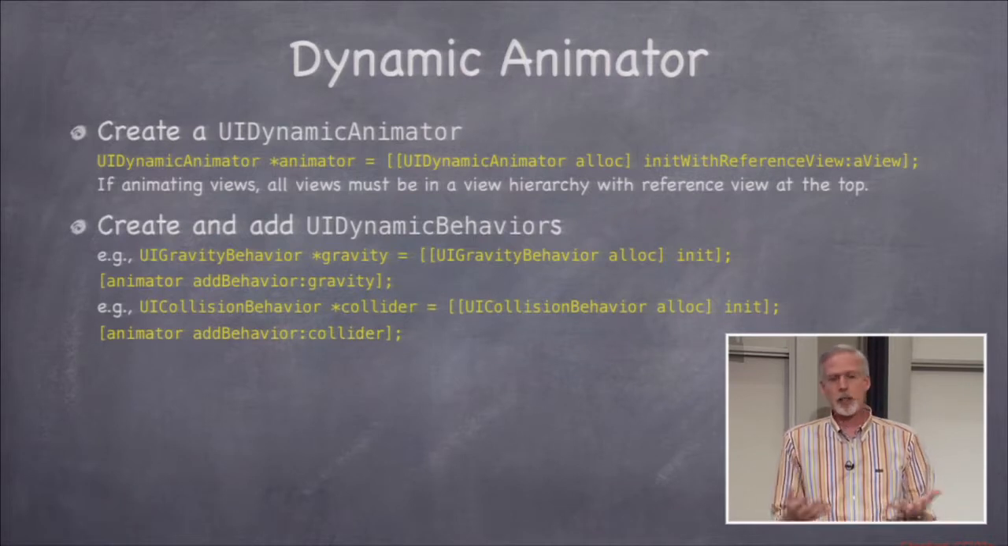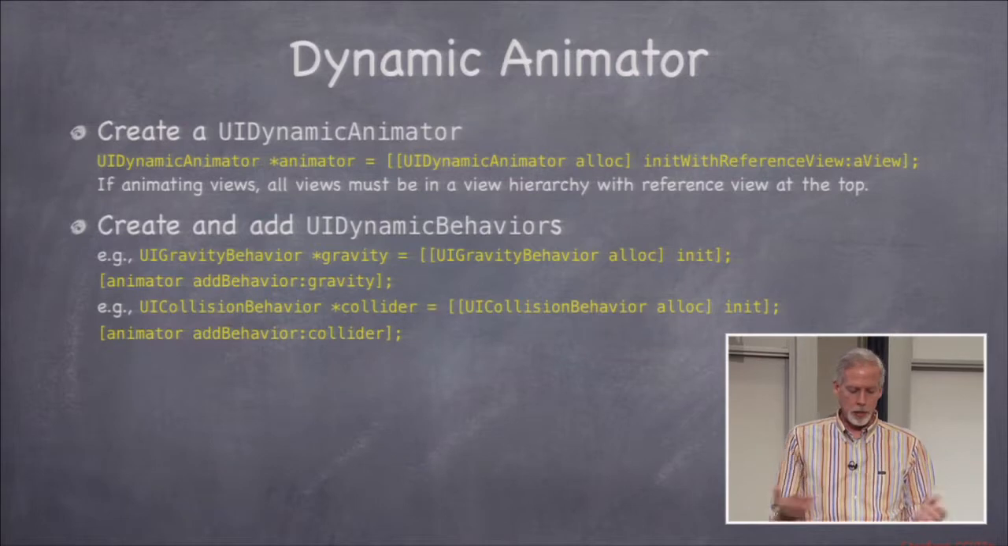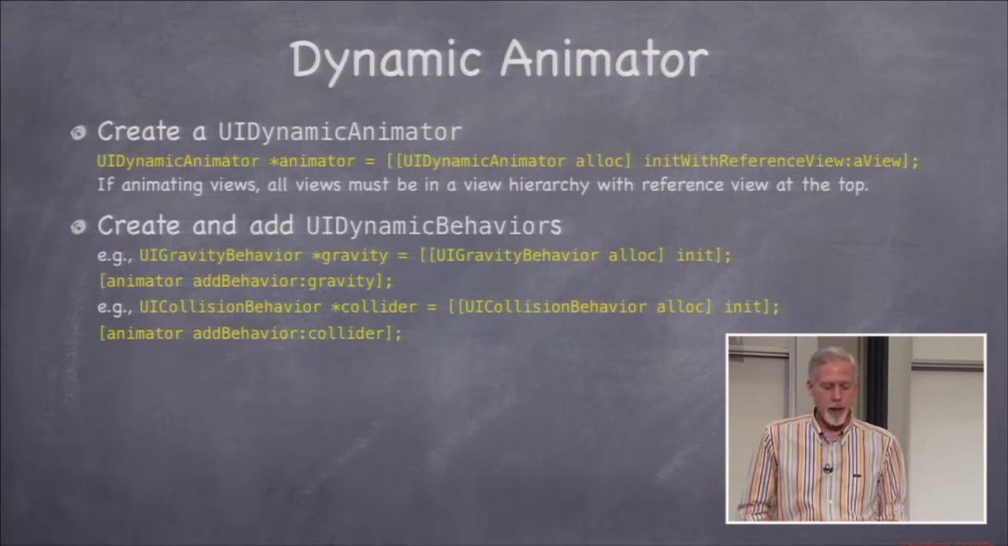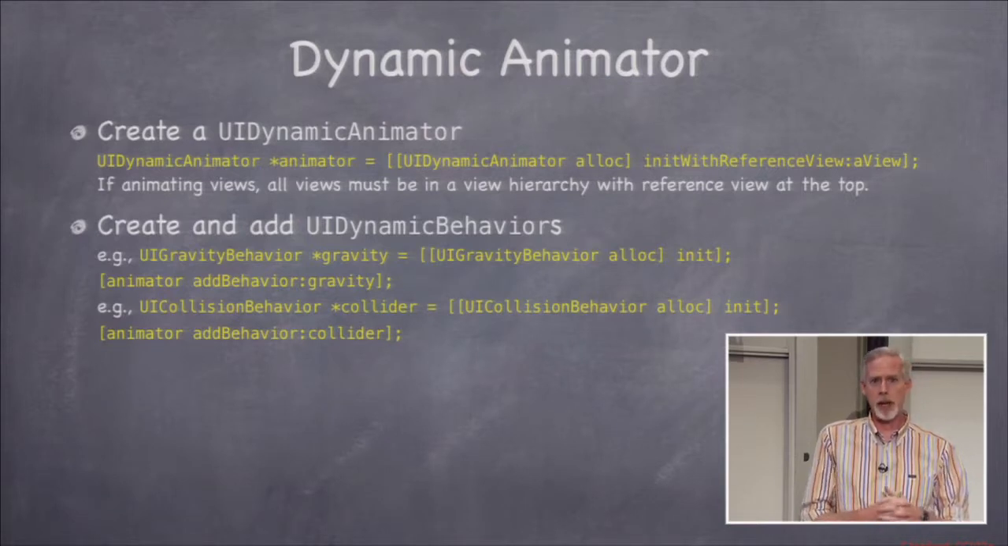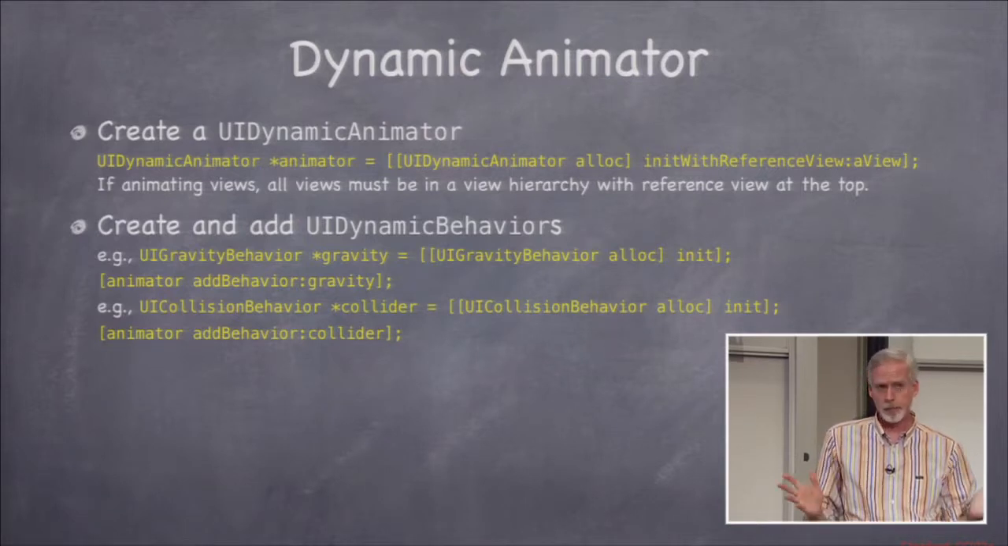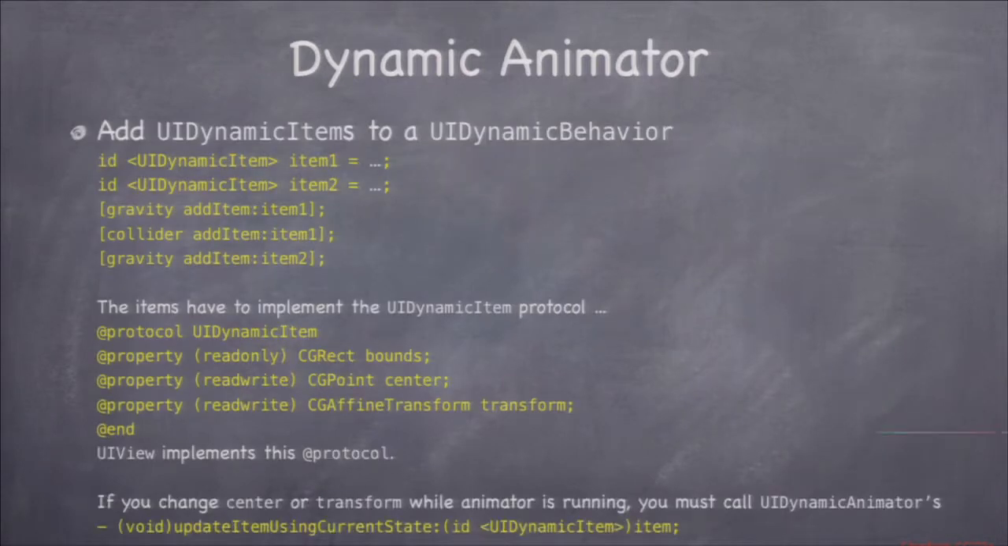Okay? Then you create these behaviors. The behaviors are just alloc init, like UI gravity behavior alloc init, UI collision behavior alloc init, and then you add these behaviors to the animator using add behavior, which is a dynamic animator method. Okay? Couldn't be simpler. And then you add the items to the behaviors, and you do that with add item in dynamic behavior. So an item is just an ID that implements the protocol UI dynamic item, which you can see there below. And again, UI view implements that protocol.